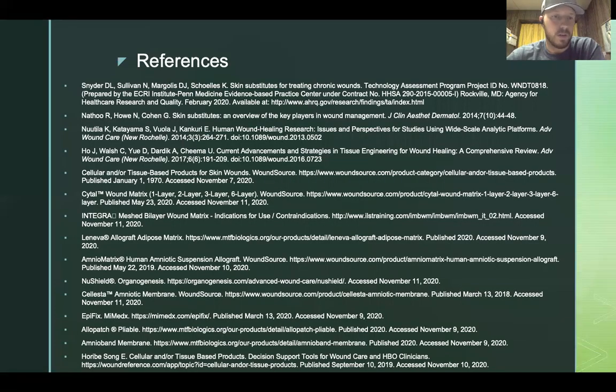And here are our references. A lot of our references came from woundsource.org along with our research.